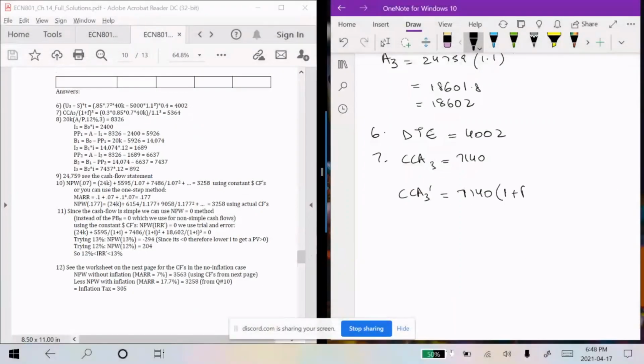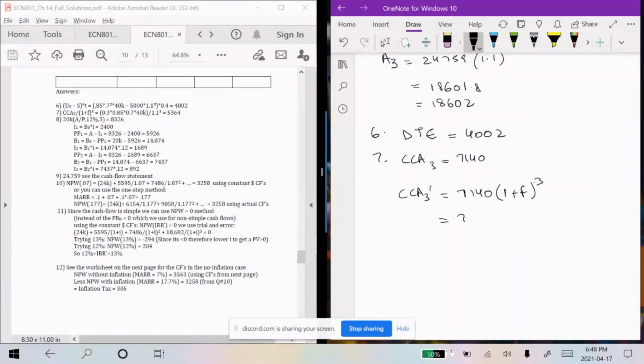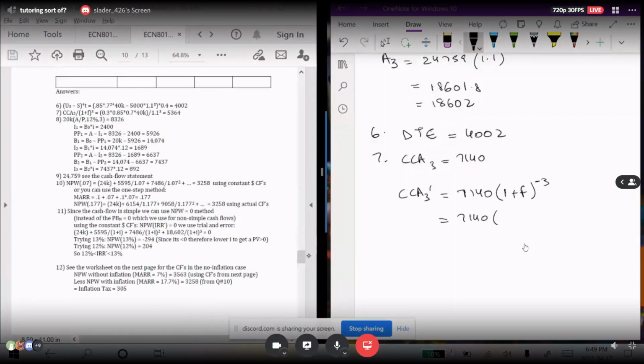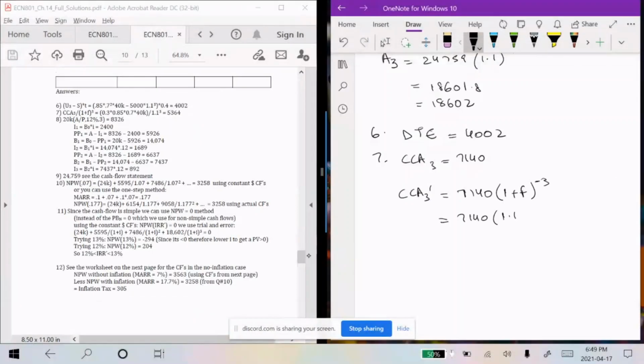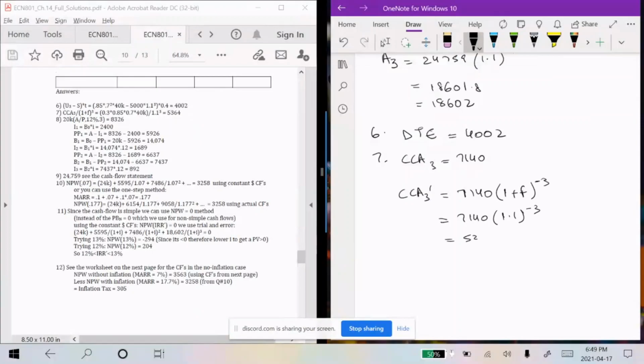This is in the third period. Oh, it's -3. You're deflating it, so -3. And the inflation rate was 10%, so 1.1 raised to the power -3. So you get 5364.3. Again, we need to just round it off.